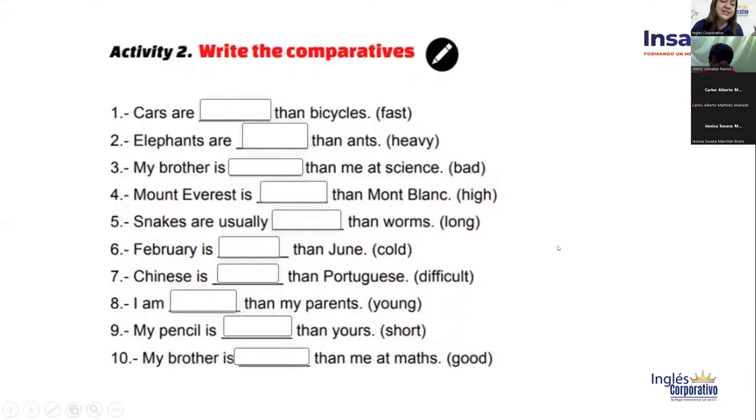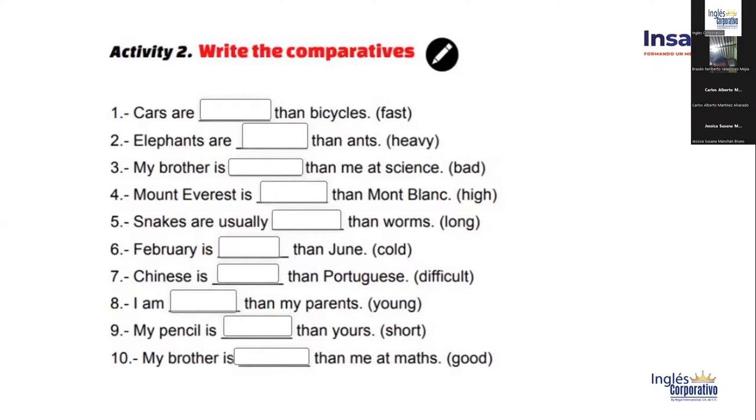And now we have here the sentences. I would like different volunteers to read this sentence. For example, number one. Carlos Martinez, number one. Cars are faster than bicycles. Than bicycles, very good. Number two, Braulio. Yes, teacher. Elephants are, no recuerdo, heavy, more heavy. No lo recuerdo. Okay, somebody, a superhero to help Braulio. Heavier. Yes, elephants are heavier than ants.